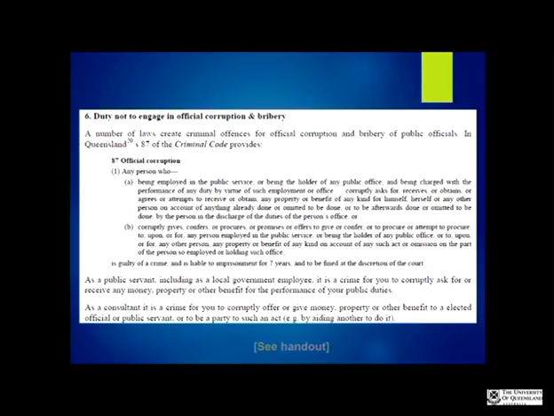in the corruption allegations. So as a public servant, including as a local government employee, it's a crime for you to corruptly ask for or receive money, property or any other benefit for the performance of your duties. And then as a consultant, it's a crime for you to corruptly offer or give money, property or any other benefit to an elected official or public servant, or to be a party in that act. So aiding someone else to do it would be enough to pull you under Section 87 of the Criminal Code.